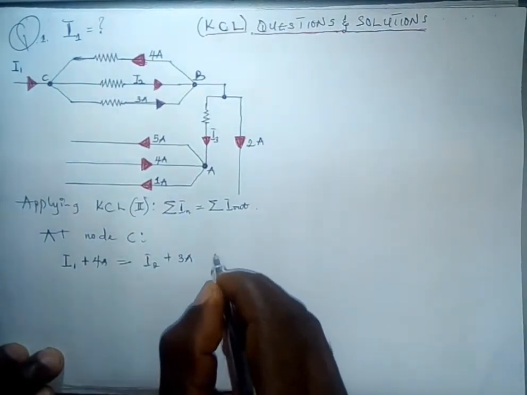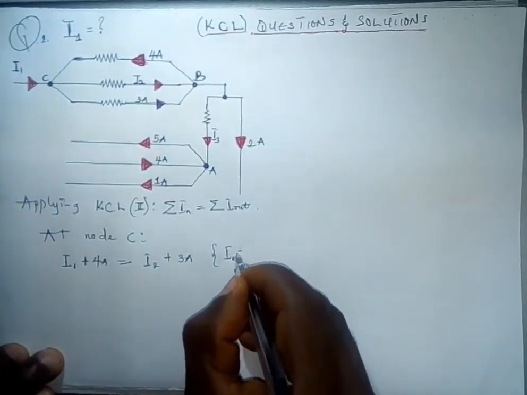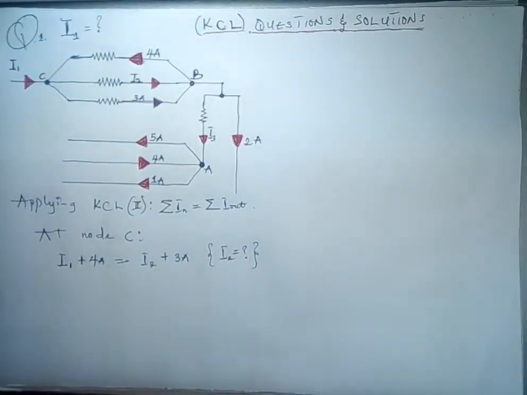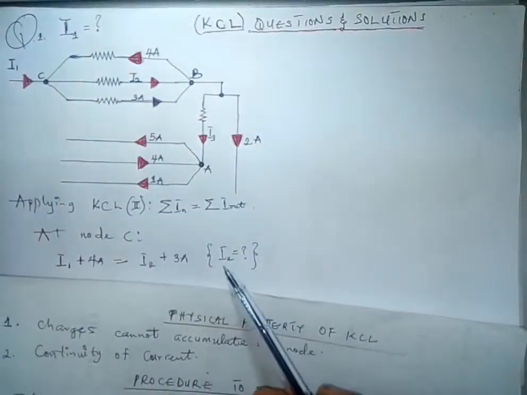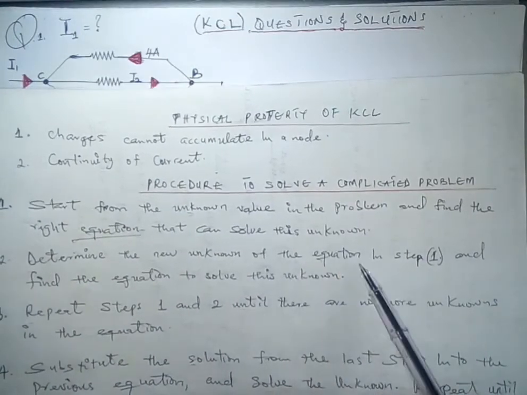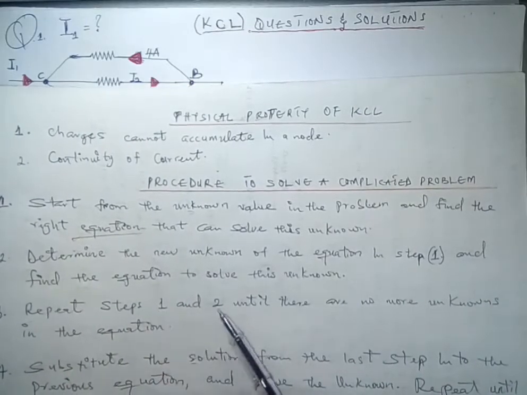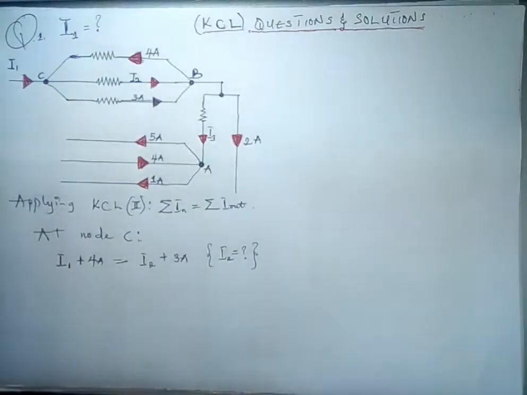So the problem now again here is, what is I2? I2 is unknown again. If I2 is unknown again, we are still going to recall back to our procedure. We said determine the new unknown, which is our I2, of the equation in step 1 and find the equation to solve this unknown. So we are going to repeat step 1 again so that we can continue. The new unknown we have here is I2, so we have to repeat the step we just used.